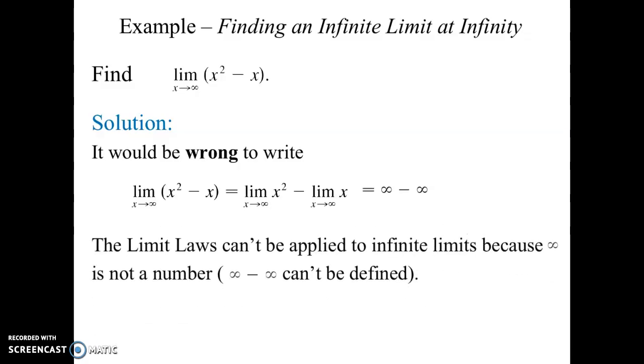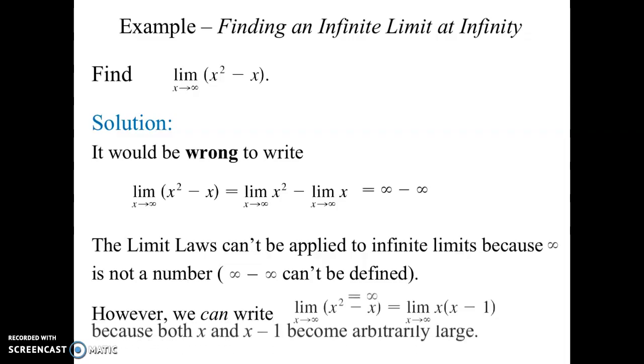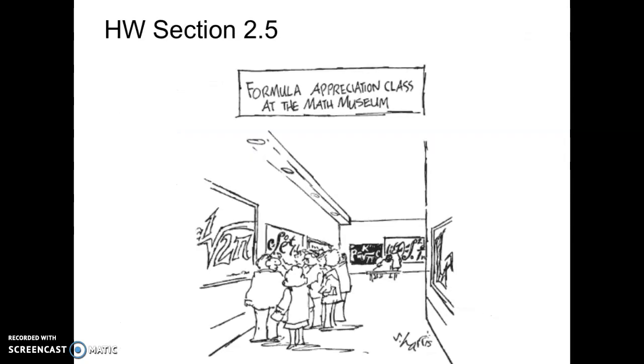This is actually giving us infinity minus infinity, and the limit laws cannot be applied to infinity because infinity is not a number. And infinity minus infinity is actually what's called an indeterminate form in mathematics. We'll look at this later in the course when we get into L'Hopital's rule. We can do this though. We can factor it out and write it like this. Both x and x minus 1 become arbitrarily large. This also tends to infinity.